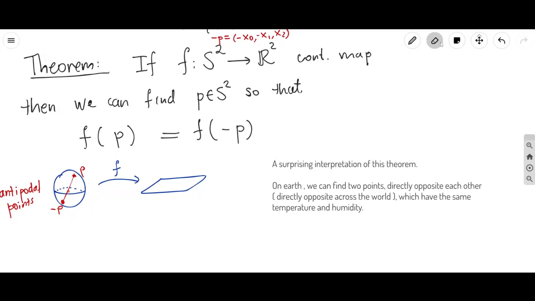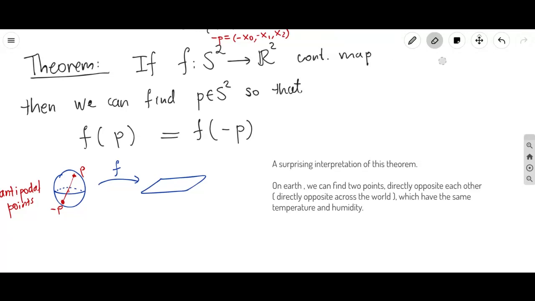And I mean, this is really what we're doing, because temperature is a real number, humidity is a real number. So together they give you a point in R2, right? That's a pair of numbers. And you have a mapping that assigns for every point on Earth a temperature and humidity value. And that's a continuous mapping, of course, because the temperature does not abruptly go from freezing to hot instantly. It gradually changes. So temperature and humidity are continuous functions. And therefore, as a consequence of the Borsuk-Ulam theorem, we have this very surprising result.